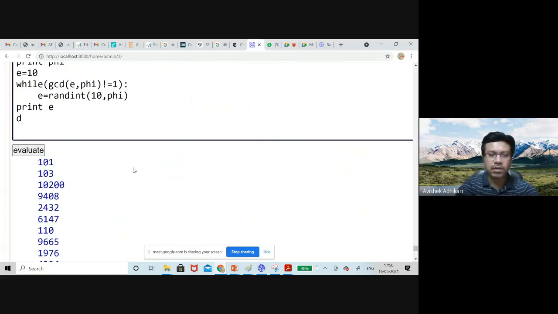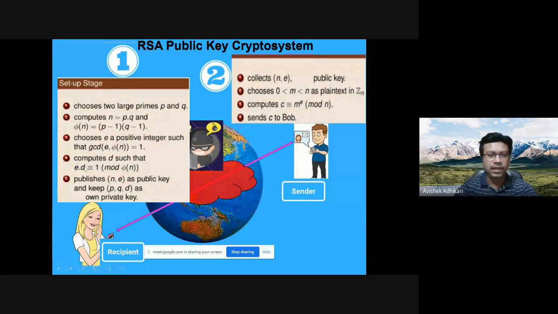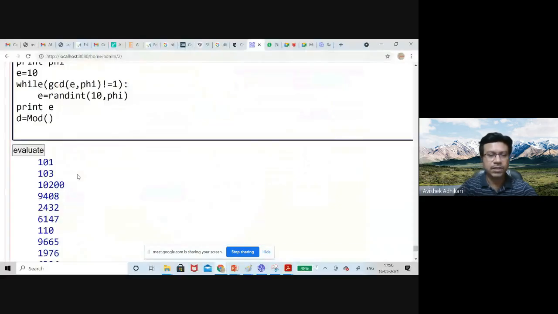So D equal to, now you can do it very easily by using this function. This mod function, capital M, that too with capital MOD, gives you the value of, I want ED congruent to 1 mod phi n. So that means you are going to divide it by this, and I want to calculate the inverse of E. How is it calculated? E comma phi to the power of -1.